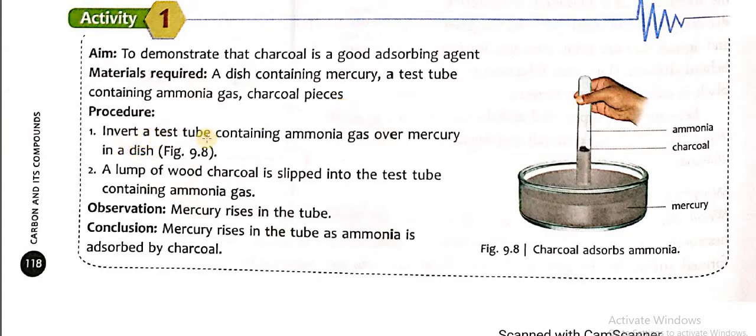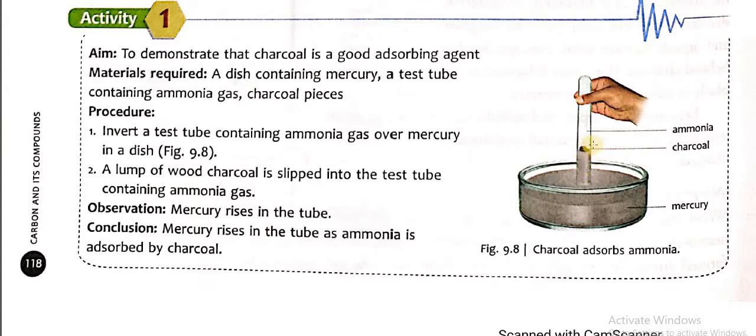Procedure: invert a test tube containing ammonia gas over mercury in a disc. So you need to put the test tube containing ammonia upside down over the mercury. After that, a lump of wood charcoal is slipped into the test tube containing ammonia gas. You'll observe that the mercury starts rising in the tube.